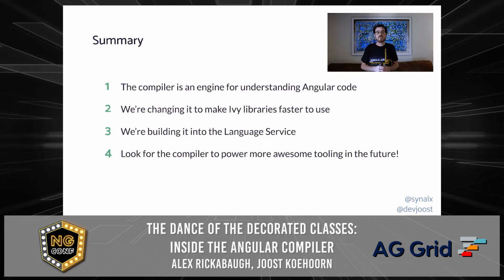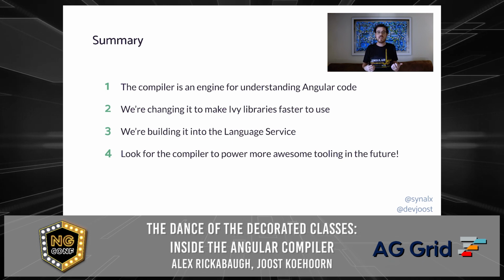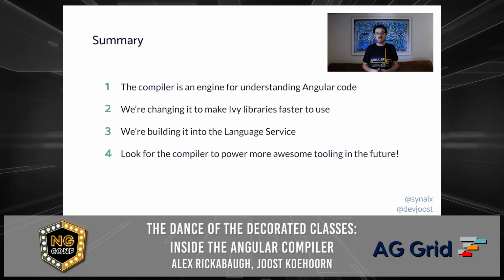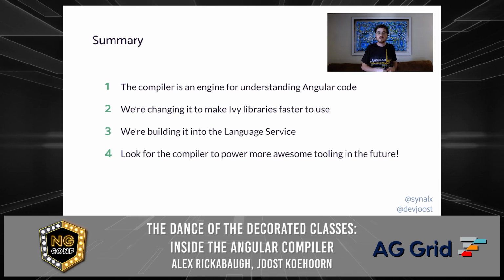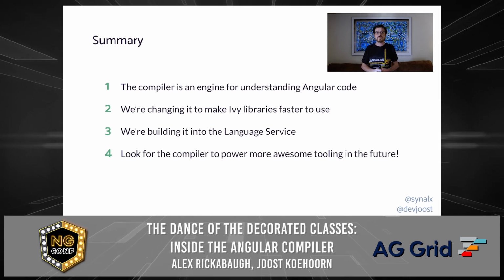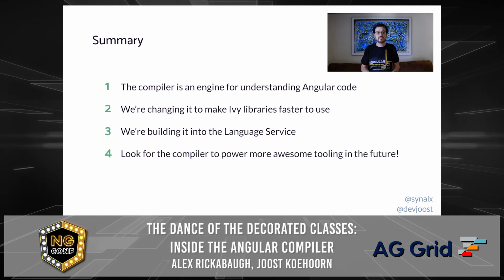And that's the end of our little tour through the compiler. We've learned about its architecture and how it functions as an engine for understanding Angular code. We've seen how this design is allowing us to make building with libraries faster without affecting the stability of our ecosystem. Right? And we've seen how it enables advanced features in the language service.